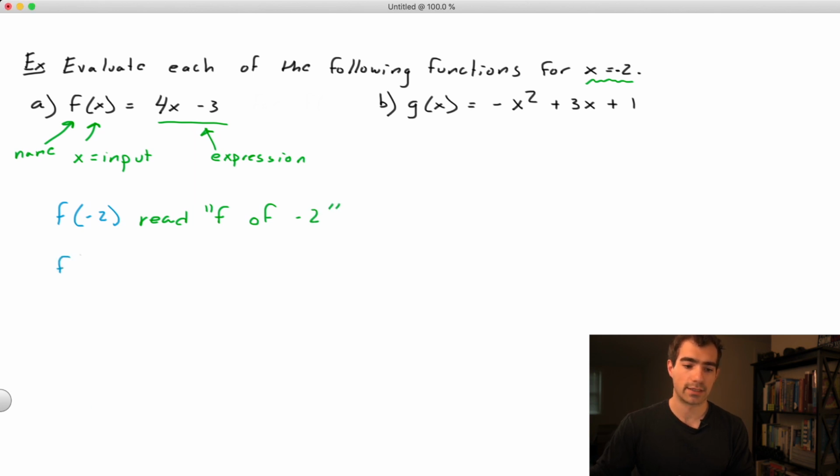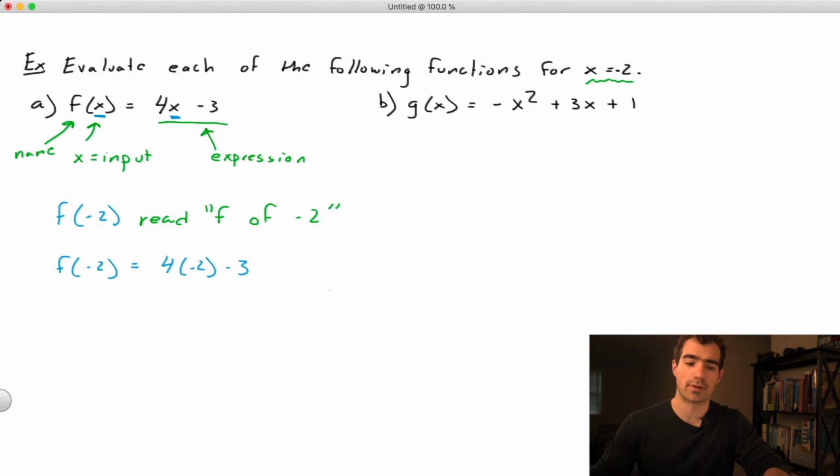And then we can write the expression where we plug in, or we substitute the x, right, which was up here. Every time we see that x, we substitute it with the input, with the -2 in this case. And so our expression was 4x minus 3. So instead of writing x, because -2 is our input, we're going to substitute that x with -2.